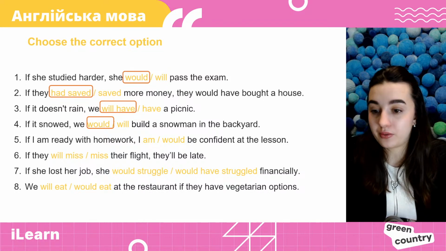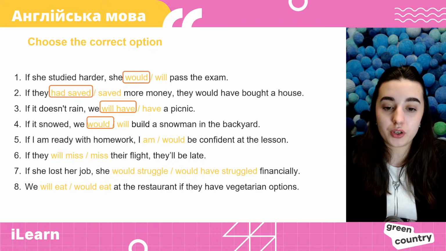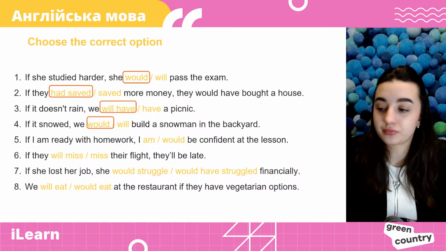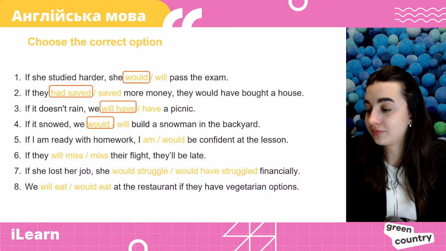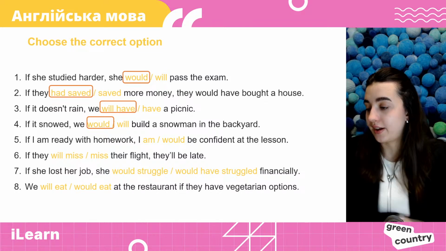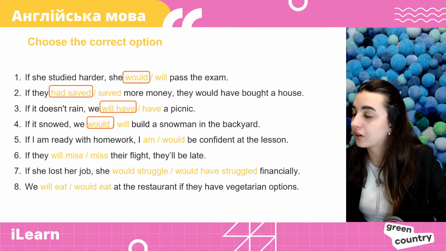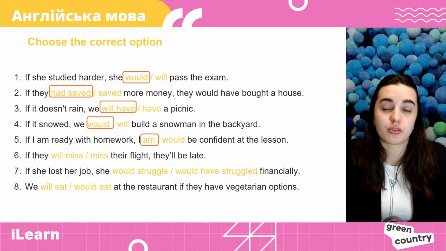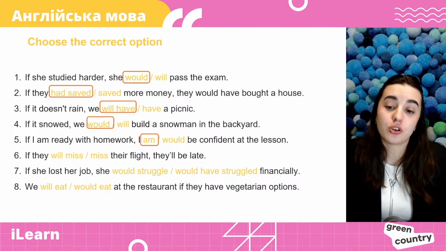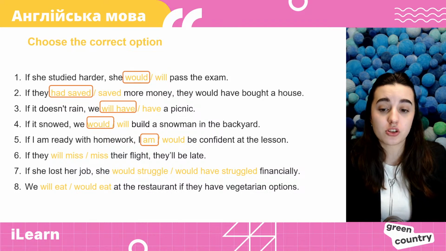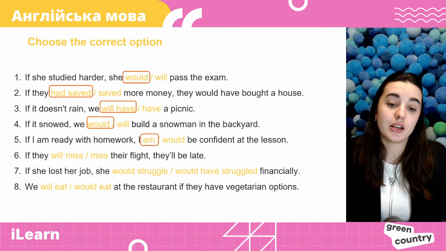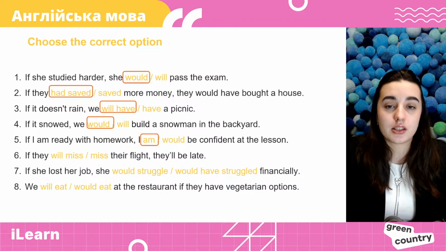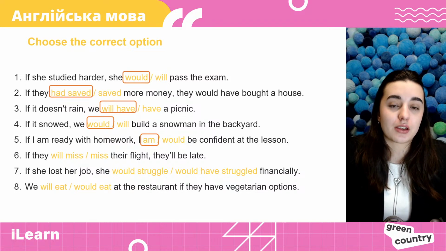Okay, number 5. If I'm ready with homework. Okay, good. Yeah, here it's our general truth about ourselves. Якщо я впевнений, якщо я зробив домашнє, якщо я приготувався, я впевнений на уроці. Це факт про мене, який я не заперечую, і, в принципі, це завжди правда про мене.